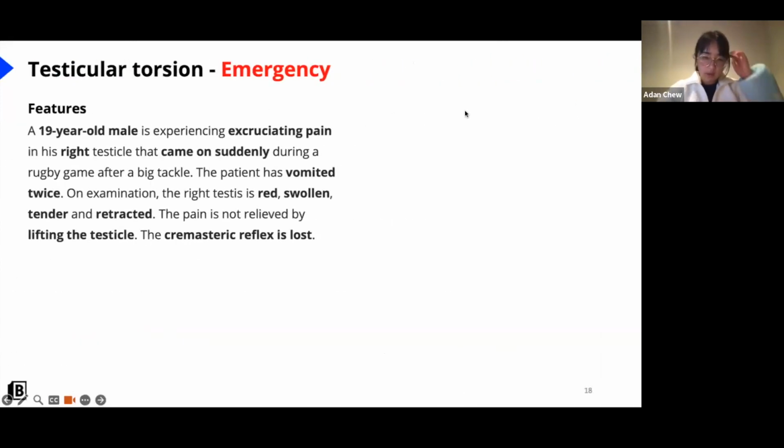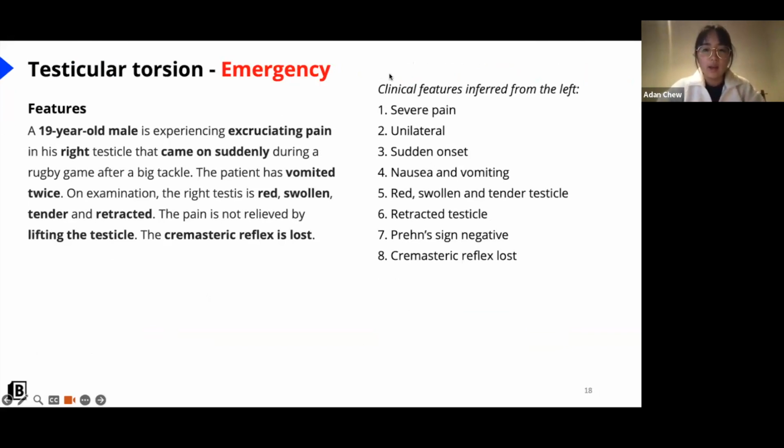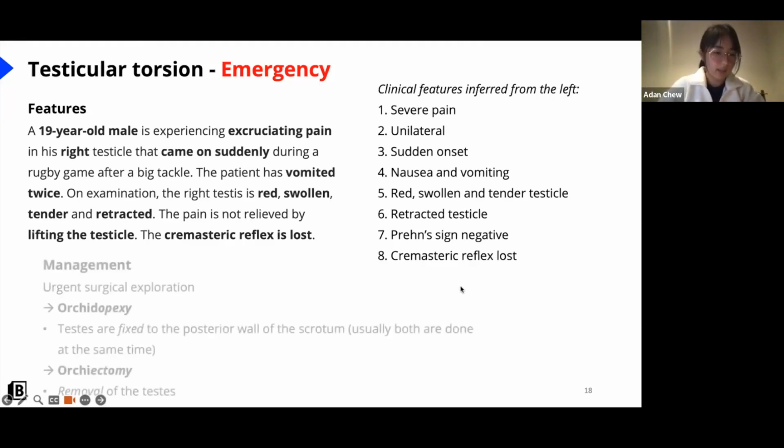So, a brief overview of the features, which I hope you guys are already quite familiar with. I've highlighted the cues to pick up, and I think it's quite important when you're taking a history to focus on these cues, such as severe pain, it being unilateral, sudden onset, nausea and vomiting, red swollen tender testicles, retracted testicles, Prehn sign negative, which is pain relieved on lifting the testicle, and the loss of the cremasteric reflex.